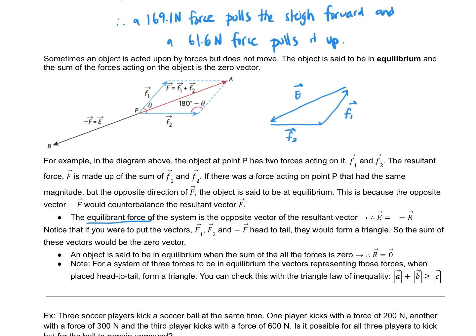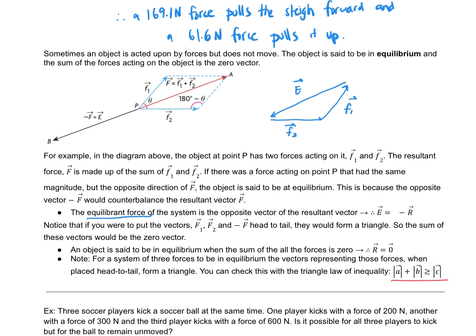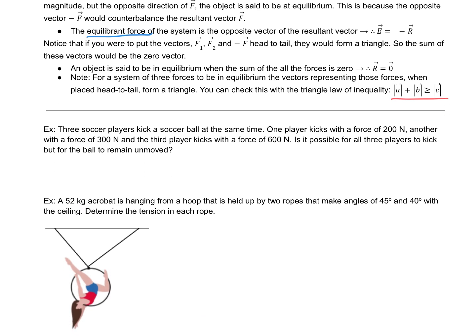Now, in order for you to see if it's possible for forces or an object to be in equilibrium based on the forces that are acting on it, we have to satisfy the following condition. If you have three forces acting on that object, if you take two of them and add them up, the sum has to be greater than or equal to the third one. And this has to work for any combination of the forces you have. So let's take a look.